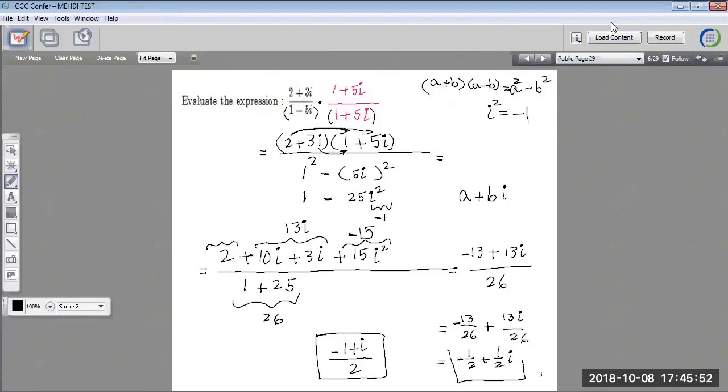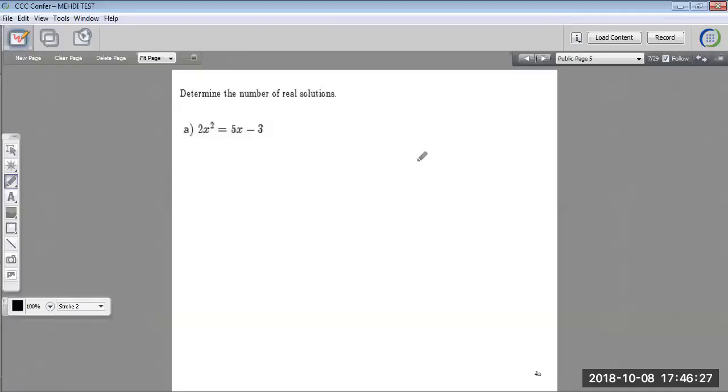Here we want to determine the number of real solutions. They're not asking us to solve for this. I just want to know how many real solutions we get. So the first thing we need to do is to write this in standard form, ax squared plus bx plus c is equal to 0.